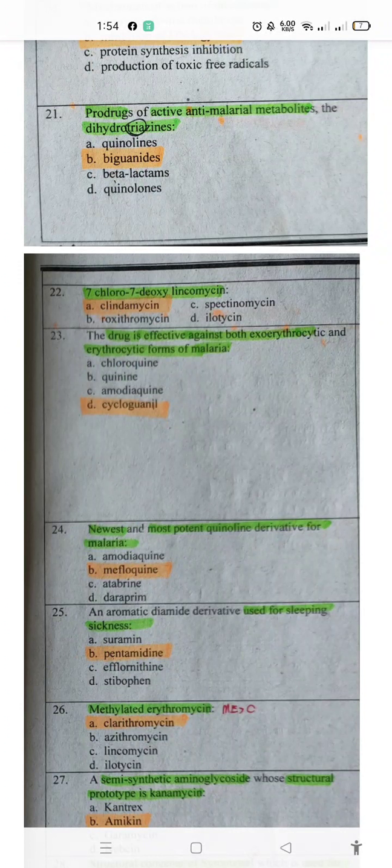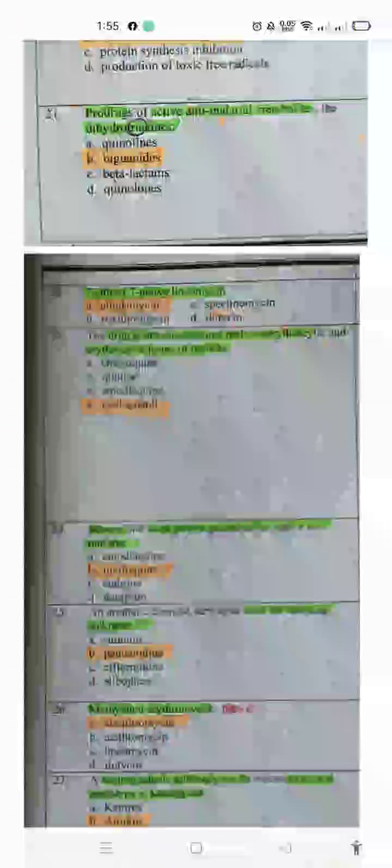Okay. Number 24. The newest and most potent quinoline derivative for malaria is your mefloquine. Mefloquine is the most promising of the group of new anti-malarial drugs and has become the drug of choice for malaria suppression. So, the DOC for malaria suppression is your mefloquine, and it is the newest and most potent quinoline derivative. That is your mefloquine, letter B.